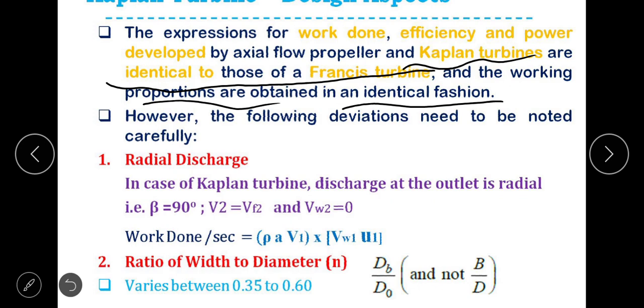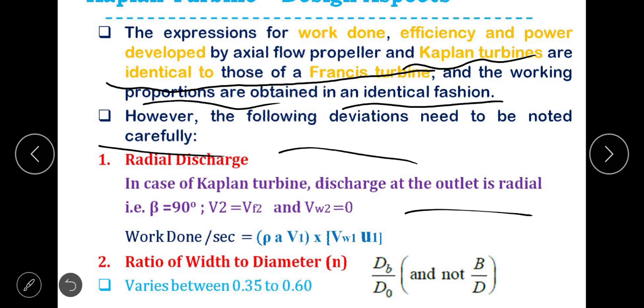However, the following deviations need to be noted very carefully. What is that? Radial discharge. In case of Kaplan turbine, discharge at the outlet is radial, that is beta is equal to 90 degrees. Thereby, automatically efficiency also increases. In order to make the outlet discharge radial, beta is equal to always 90 degrees. V2 is equal to VR2 and VW2 is equal to 0.